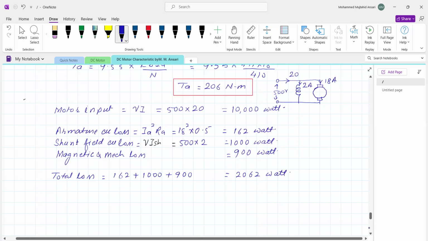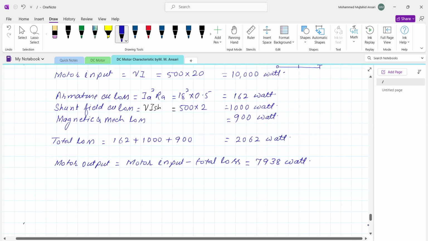Now the power motor output. Total losses we know, so we can calculate the motor output. Motor output is equal to motor input minus total losses, and it comes to 7,938 watt.